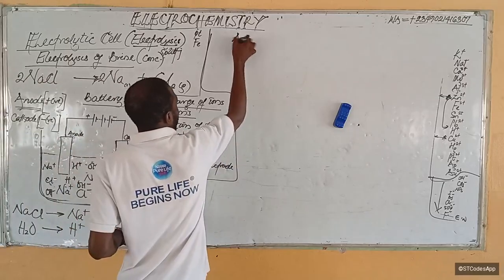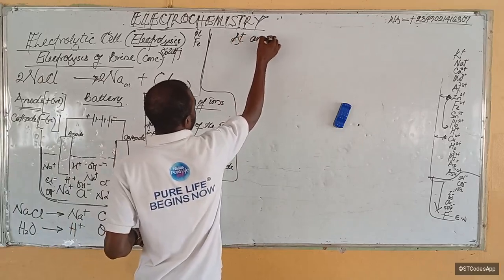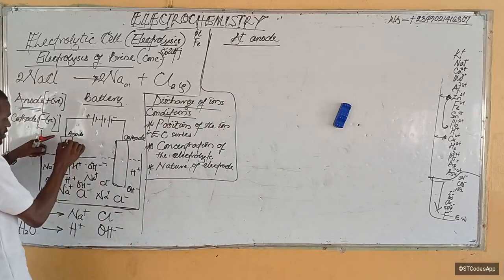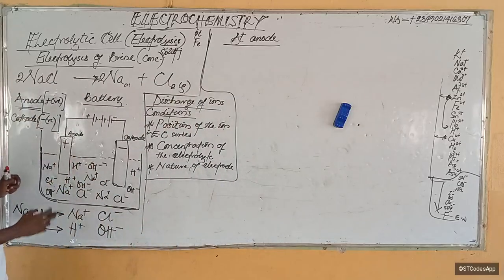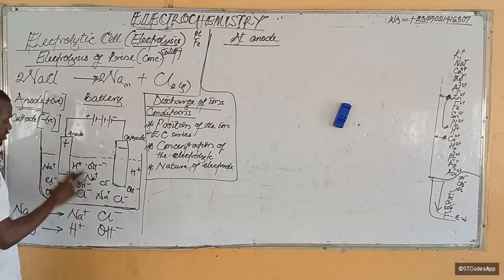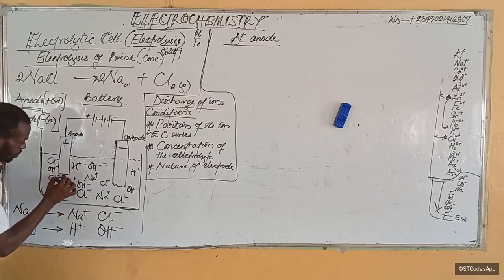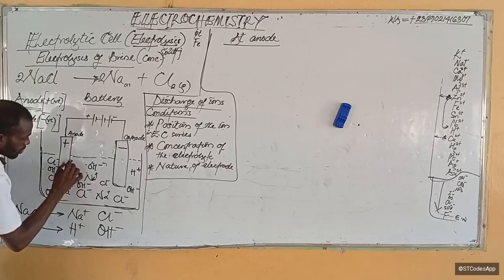This is how you write. You write at the anode. At the anode, what happens? Now what will happen to the anode? You know the anode is the positive plate, right? The cathode is the negative plate. So what will happen? Positive and negative attract. So the negative guys will be attracted towards it. So what you will find around this guy will be Cl minus, OH minus, Cl minus, OH minus, Cl minus, OH minus.